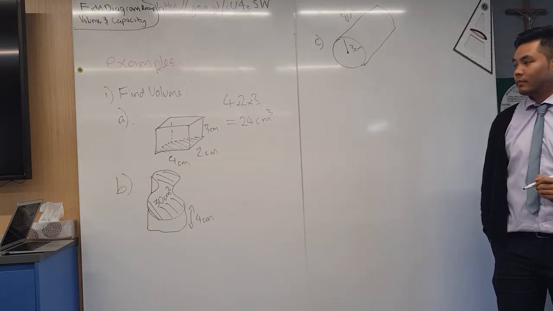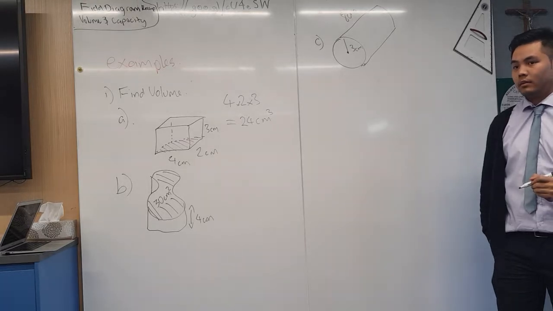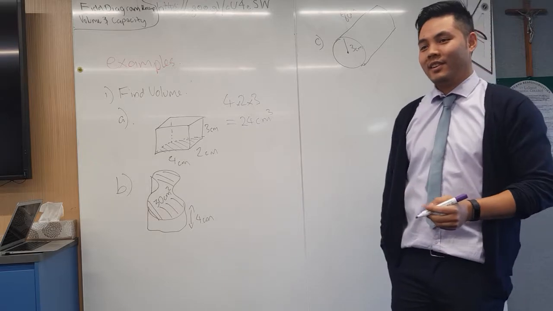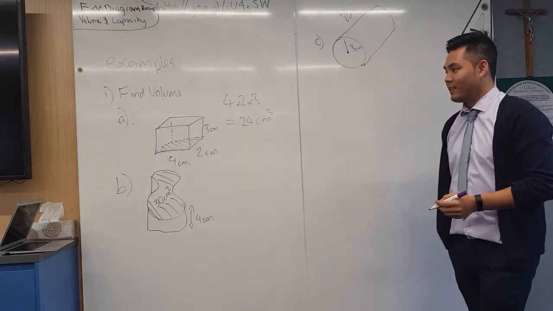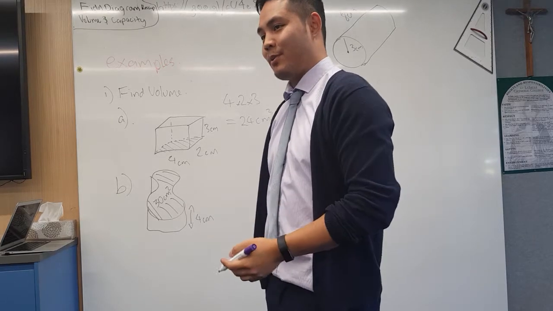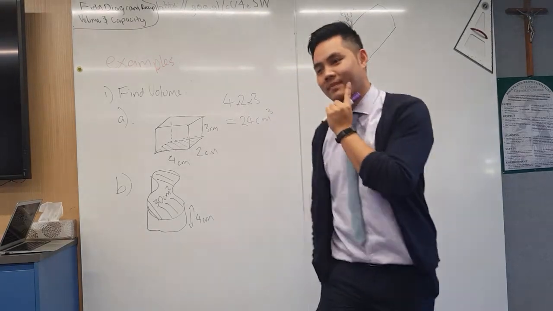Because you said we could do 4 times 3, which equals 12, and then you times that by 2. Did I get it right? Yeah, 12 times 2 is 24. No, but you still have to times it by 3, the height. So 4 times 2 times 3, right? Yeah. 8 times 3 is 24. Now look, 4 times 2.